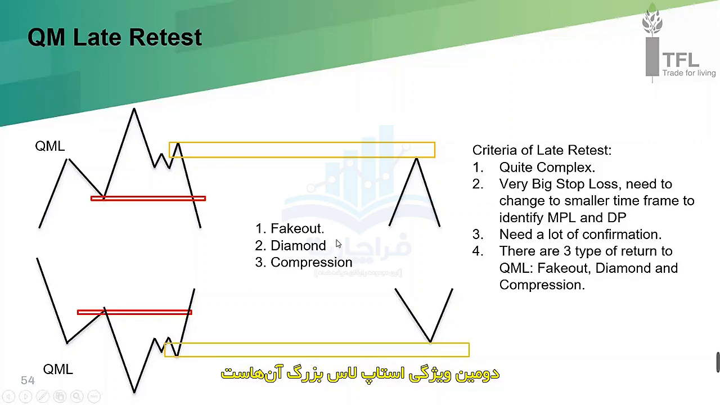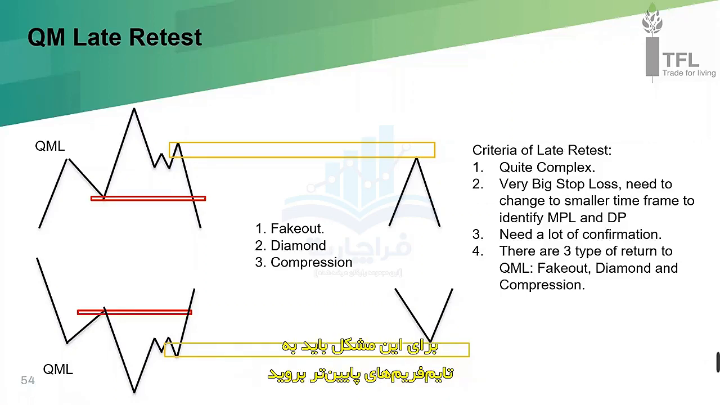Then the second is that it has a very big stop loss. Usually it will have a very big stop loss. So what you do is change to a smaller time frame to identify the maximum pain level and the decision point somewhere around here. You have to be precise.